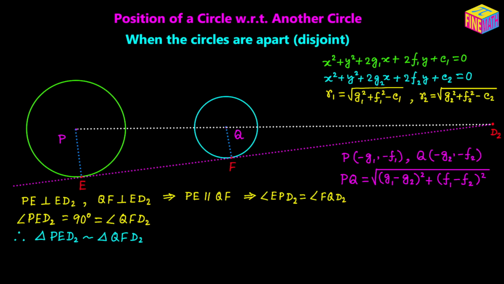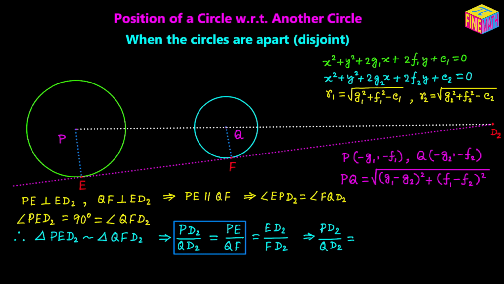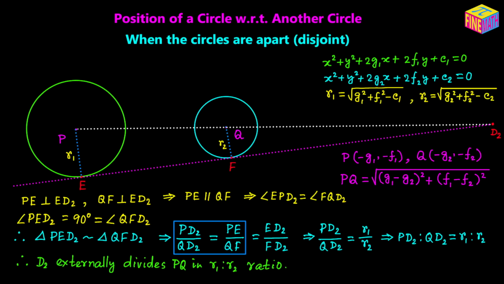And if they are similar triangles, then the ratio of their corresponding sides will be equal. And if we take the first part of the proportion here, we can say that PD sub 2 over QD sub 2 will be equal to PE over QF. Now what is PE? Well, PE is actually R sub 1 and QF is actually R sub 2. So this quantity can be written as R sub 1 over R sub 2. So from here we can say that the ratio of PD sub 2 to QD sub 2 is equal to R sub 1 is to R sub 2. That means here again we see that D sub 2 externally divides the line segment PQ in a ratio of R sub 1 is to R sub 2.